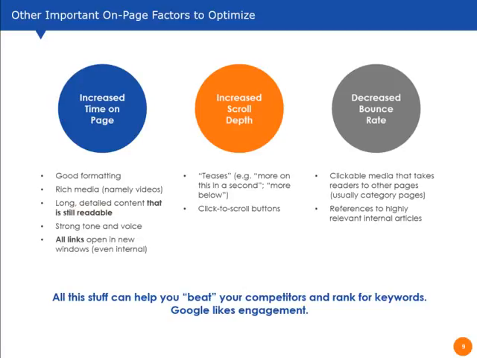Some other important on-page factors to optimize for, these are things that can improve the time on page, that can increase scroll depth, and decrease your bounce rate. For time on site, you want to make sure you have good formatting, make it very easy to read. This might mean using a larger font, using a darker color, using black on white is usually a good way to go. Having rich media, namely videos and pictures and other things that can keep people engaged and staying on your site is a good idea.